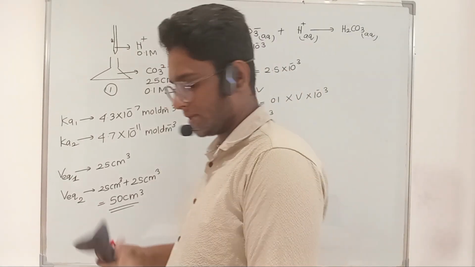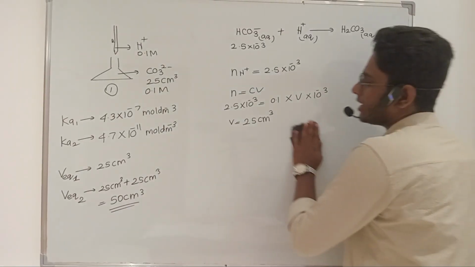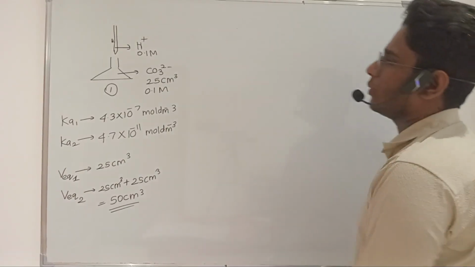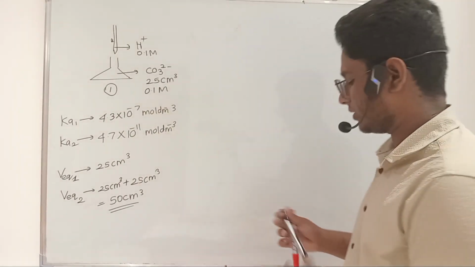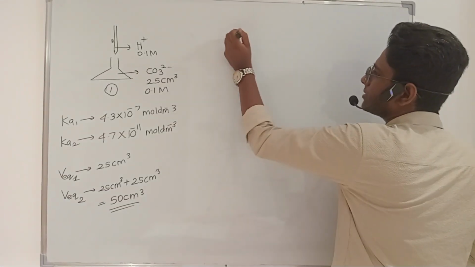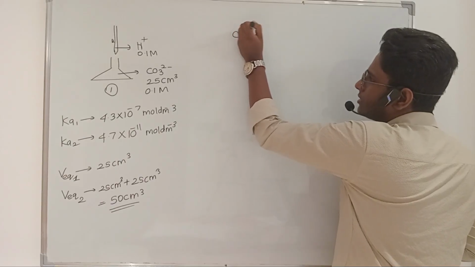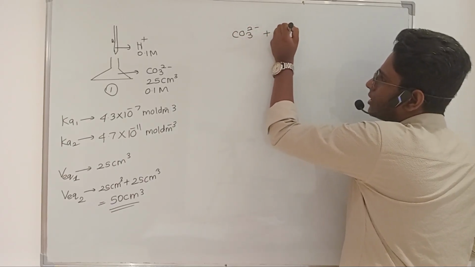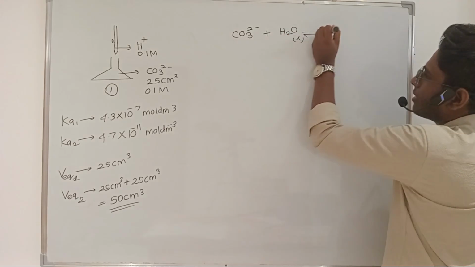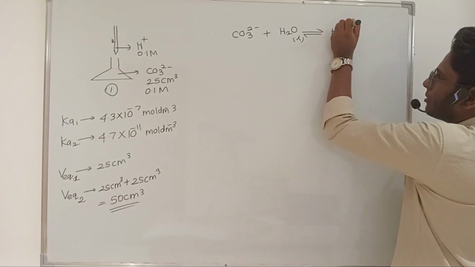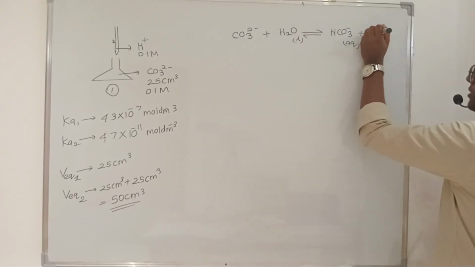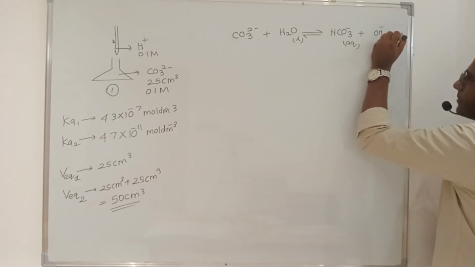Now what are they asking? What is the initial pH in the titration flask? They're asking the initial pH, that is before the addition of H plus. I gave the reaction also in the theory. So what is happening before the addition of H plus? Only carbonate is present, right? So it will be ionizing in water, and what will it form? It will be forming bicarbonate and OH minus, right?